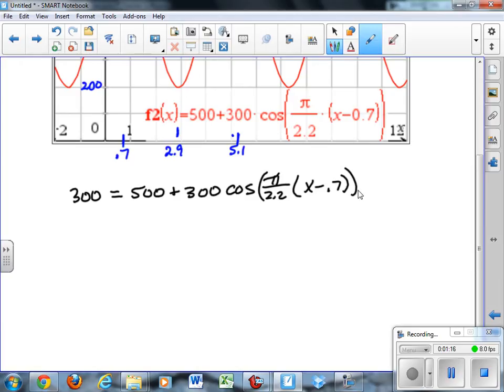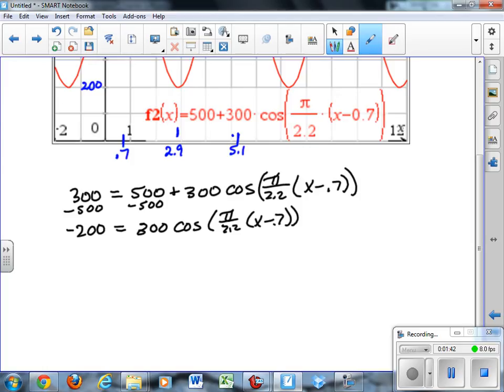In order to solve this, the first thing I want to do is isolate my cosine function. So I'm going to subtract 500 from both sides and then divide by 300. I'll have negative 200 is equal to 300 cosine of pi over 2.2 times x minus 0.7. Then divide by 300, and I'd have negative 200 over 300 is equal to cosine of pi over 2.2 times x minus 0.7. I could also reduce that to negative 2/3.